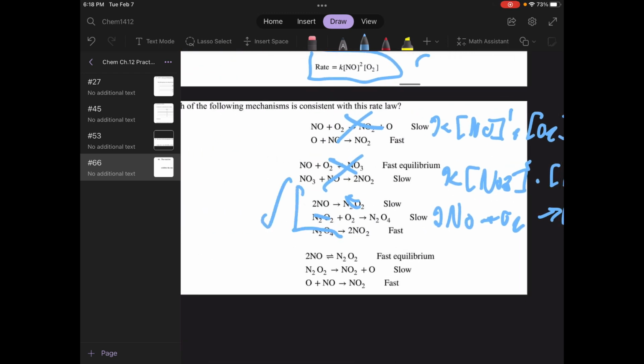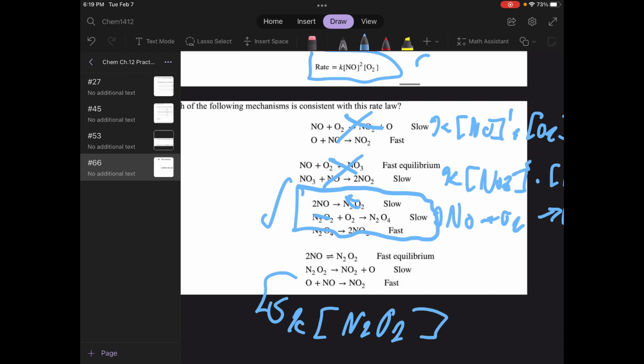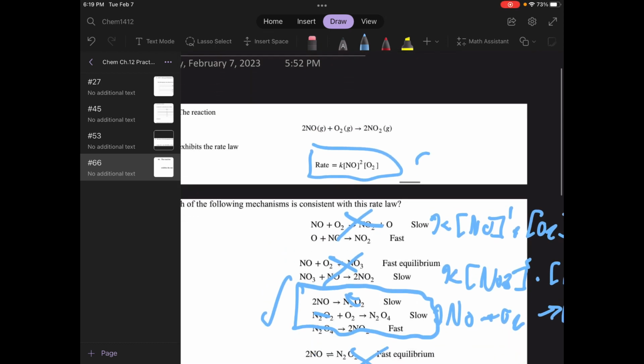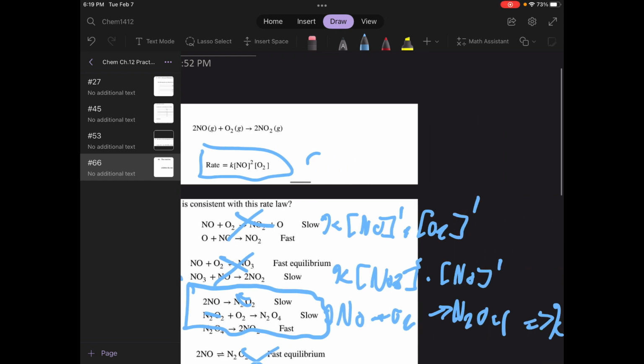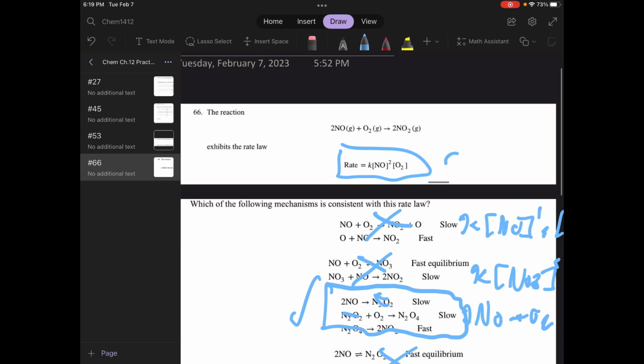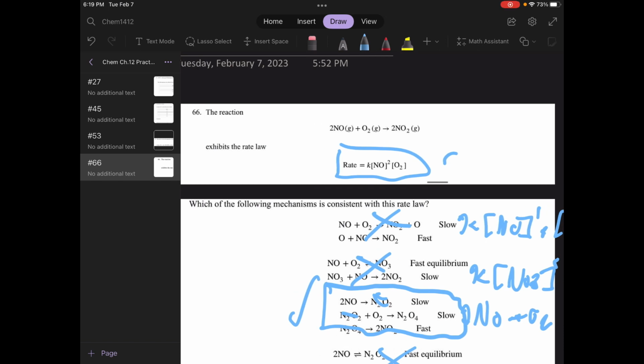So the mechanism that is consistent with the given rate law is this one right here. We can also do the bottom one just to see what it gives us. By doing the slow step, we just get k[N2O2] to the power of 1, and it doesn't agree with the given rate law. So essentially the one that agrees is the third one, due to Hess's law and writing the rate law for it, which are essentially the same. And this is it for the last question.